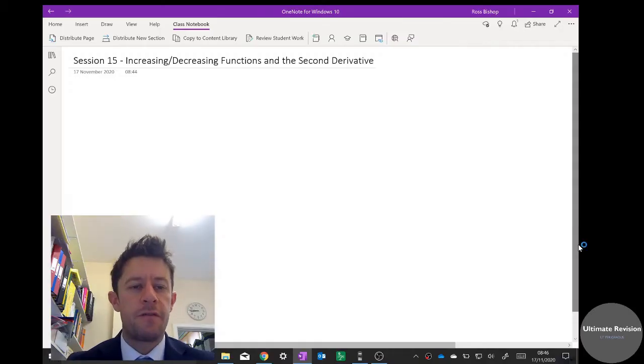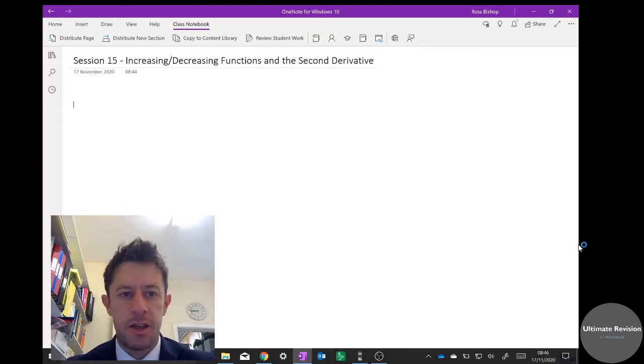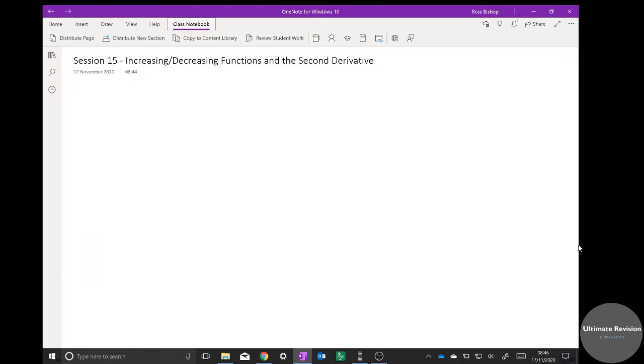Here we go, session 15. I think we've got two more on calculus and differentiation. So we've got this one and then one more after this, and then that's another chapter done. So let's get straight in. Okay, so we're going to start with increasing and decreasing functions, and then we're going to move on to the second derivative, which is quite quick at the end.